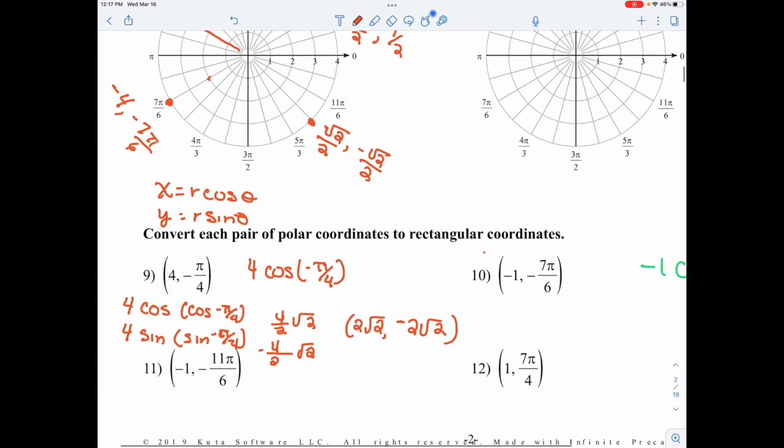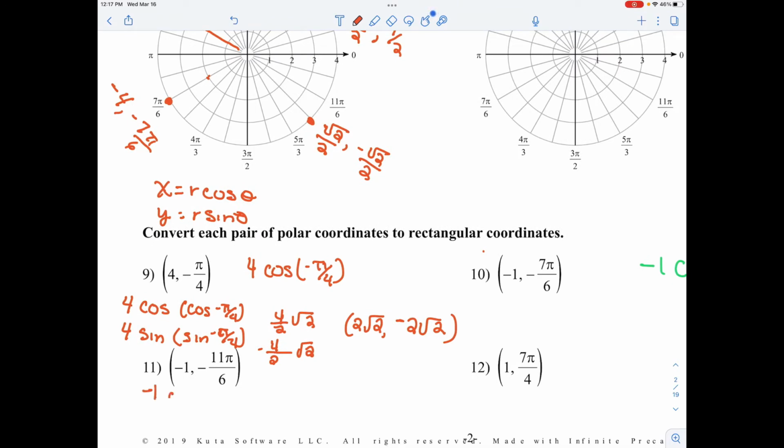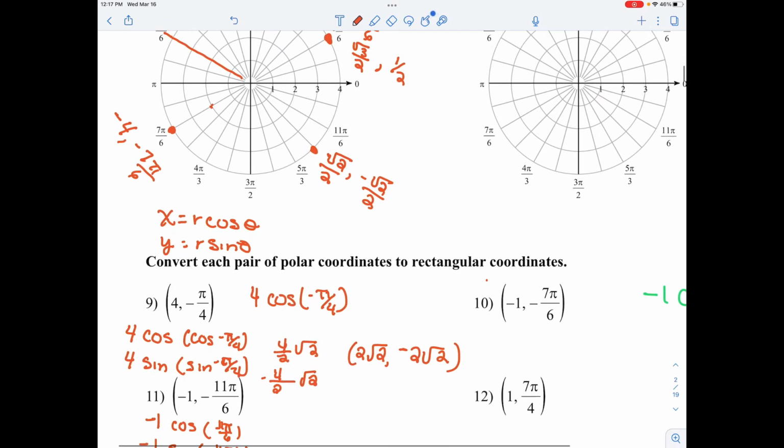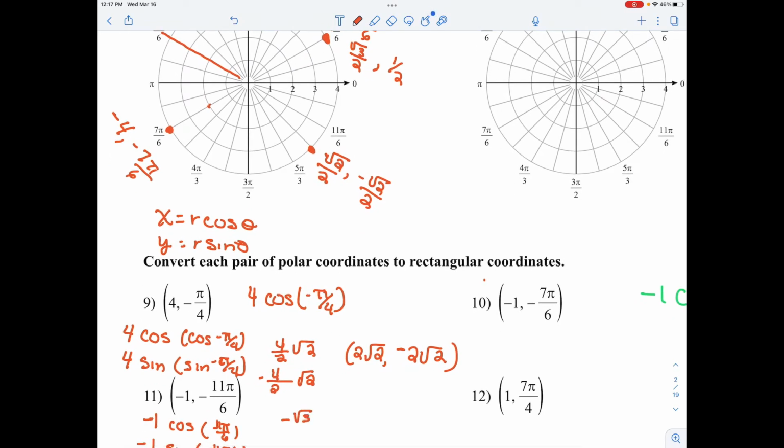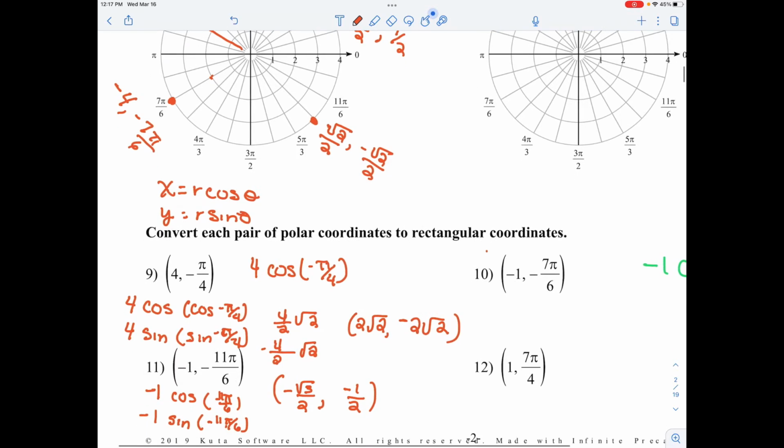And since I'm multiplying that by negative 1, this will be negative 1 times the cosine of negative 11 pi over 6, and negative 1 times the sine of negative 11 pi over 6. And so knowing that that's in the first quadrant, I can say that this is going to be negative 1 times radical 3 over 2 and negative 1 times 1/2. And those are my coordinates.